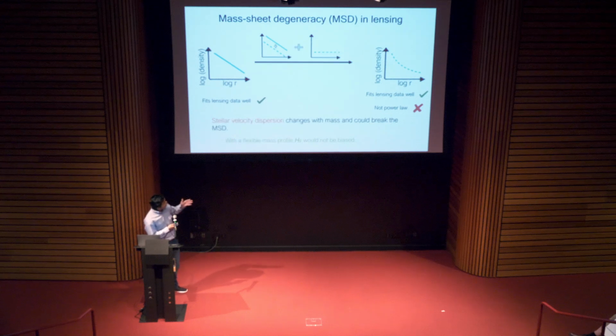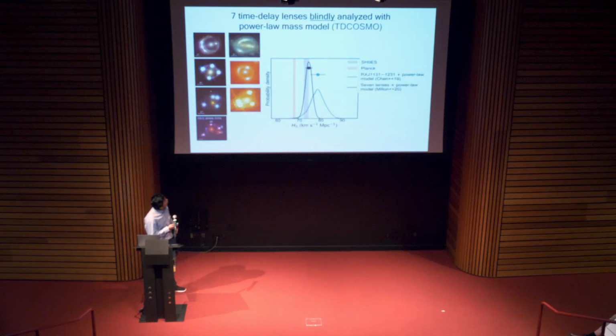And if we do that, we can use a flexible mass profile, which will not bias the H0 measurement. So we did that. We used 7 lens systems, and we used lensing data and time delay data and analyzed all of them together with a power law mass model. And using those data, we got a 2% estimate of the Hubble constant.